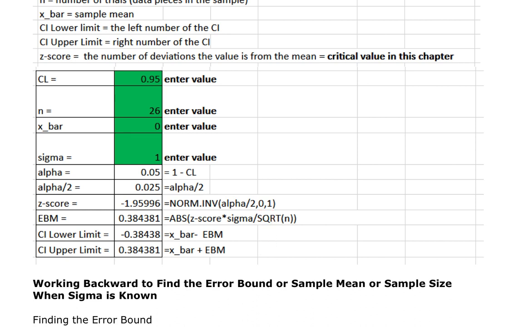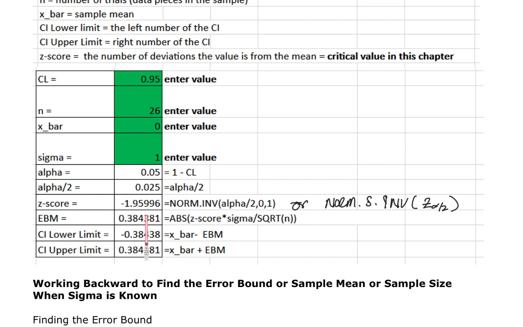I can, of course, also use the norm.inv, or norm.s.inv, and just have the one that has z alpha divided by 2, and that's all I need to do. Here I chose 0 and 1 because I have the norm.inv and not the norm.s.inv. If I'm using the norm.s.inv, I would just need the z alpha divided by 2.